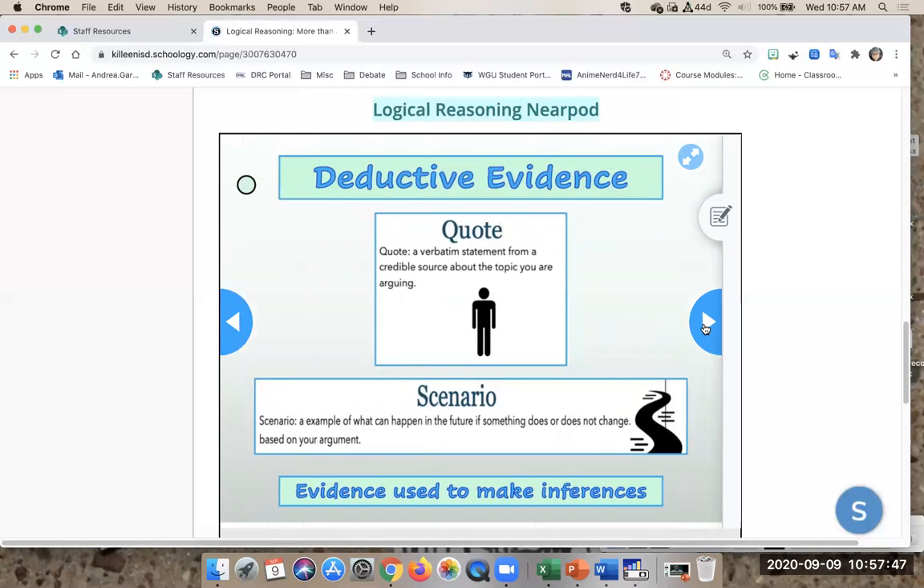So, types of deductive evidence. Quotes. They're a verbatim statement. What does verbatim mean? Word by word. Now, do I ever use somebody else's words and not give them credit? No. You never just use it as your own.